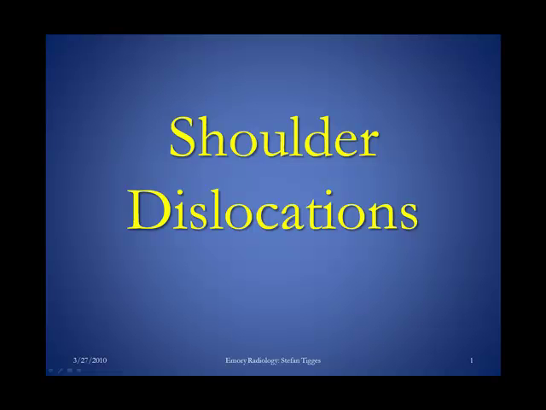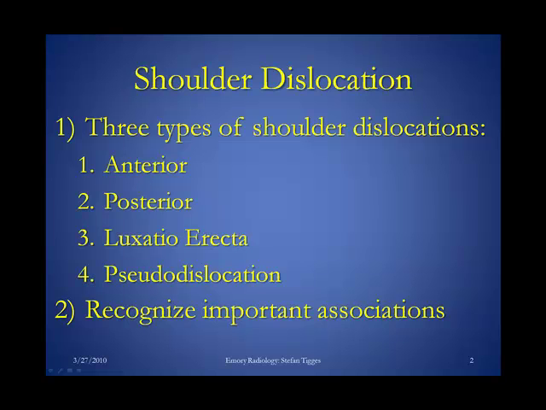Welcome to this presentation on shoulder dislocations. We'll talk about three types of shoulder dislocations: anterior, posterior, and a kind of funny one called Luxatio Erecta.